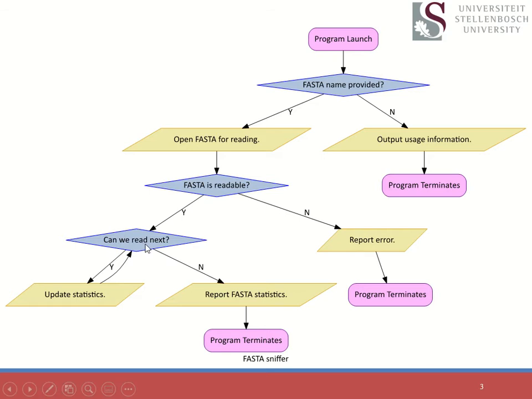So can we read the next line? If we can, then we need to update the statistics. After we update the statistics, we then come back here and read the next line. If we can read it, we need to update the statistics. If we can't, then we need to come over here and report that there are no more lines left for us to process. We report our results, and the software dies. So does everyone understand the flow diagram? A lot of people just skip this step saying, well, I know what I'm doing.